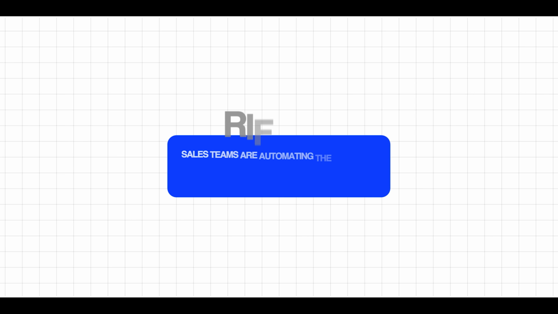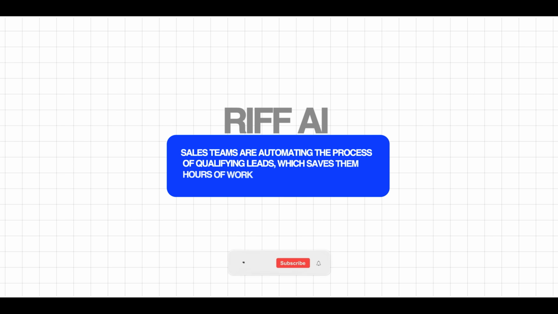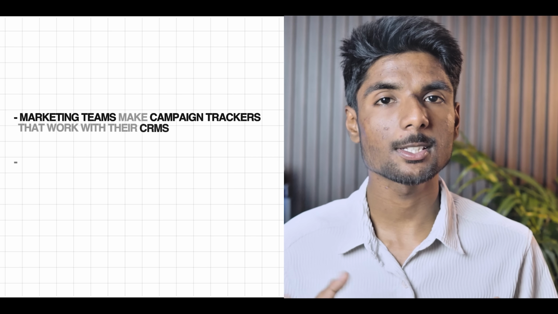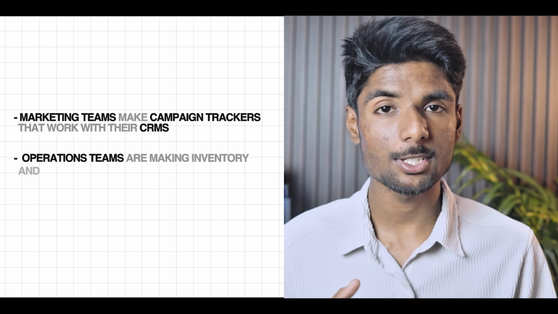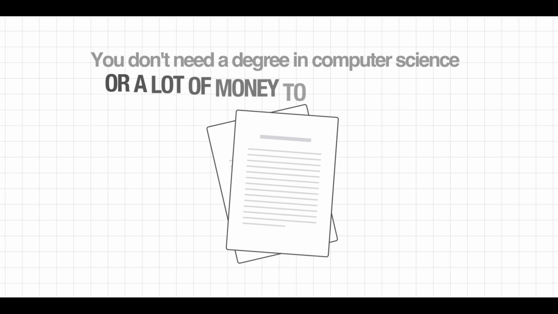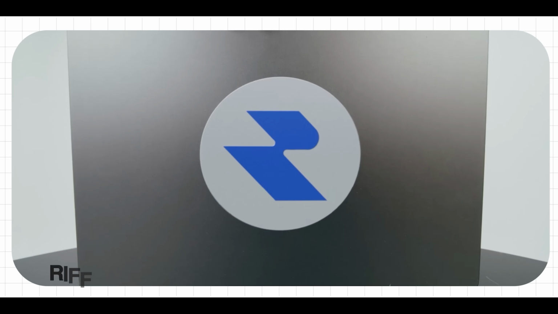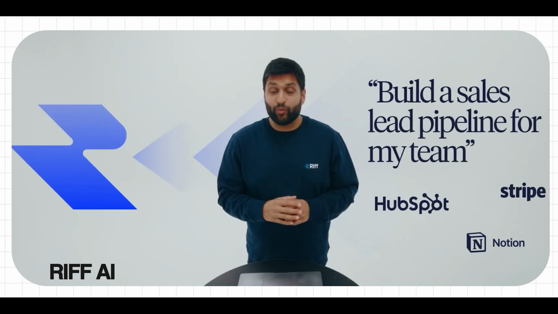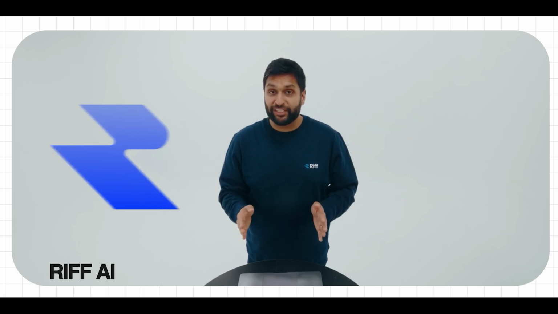Now Riff AI is already changing the way business works. Sales teams are automating the process of qualifying leads, which saves them hours of work, and with just one click, finance professionals are turning piles of receipts into a neat ledger. While marketing teams make campaign trackers that work with their CRMs, operations teams are making inventory and supply chain workflows more efficient. You don't need a degree in computer science or a lot of money to do any of this, because Riff AI shows that anyone can use AI to solve their hardest problems and make ideas come to life faster and more accurately than ever before.